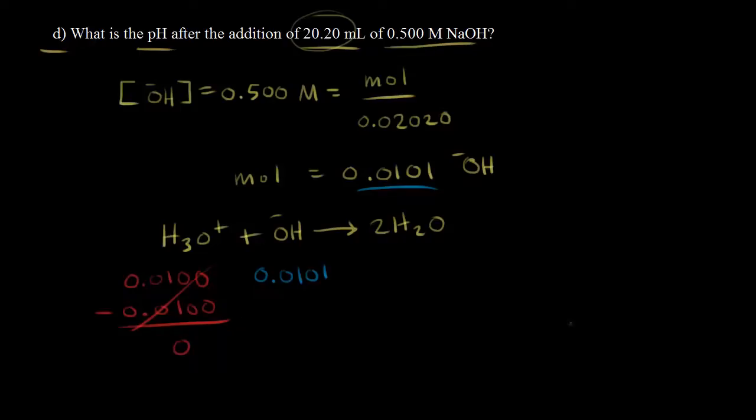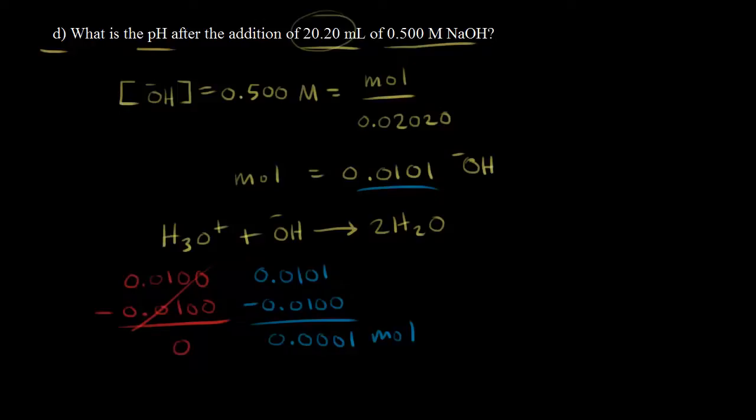And most of the base is going to react, right? So we're going to lose the same amount of base. So we're going to lose 0.0100 moles of base. And so we're left with a very small amount of base. We're left with 0.0001 moles of base left over. So all of the acid has been completely neutralized, and we have a small amount of base left over.